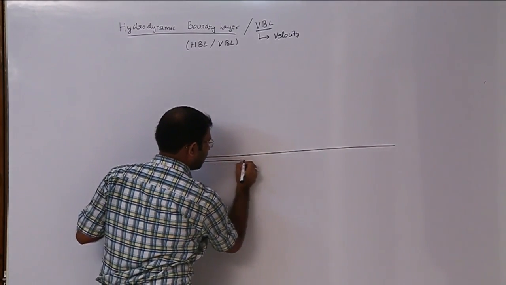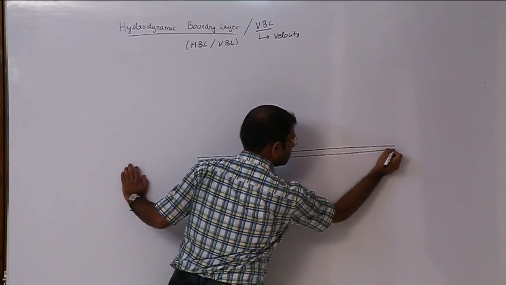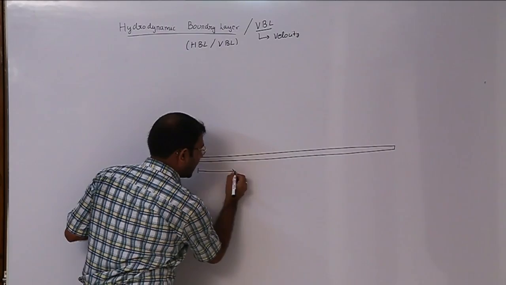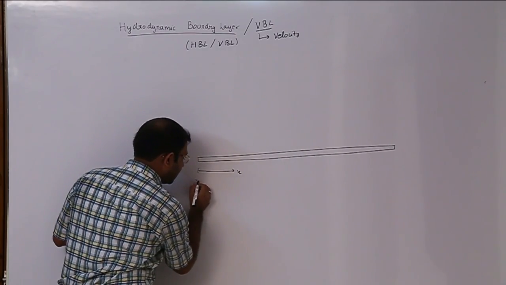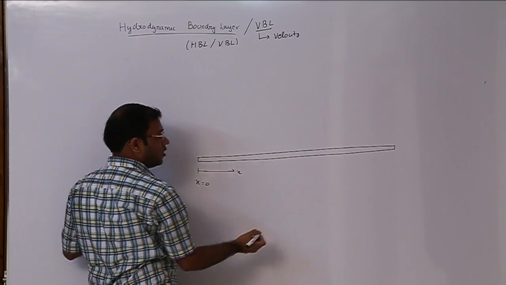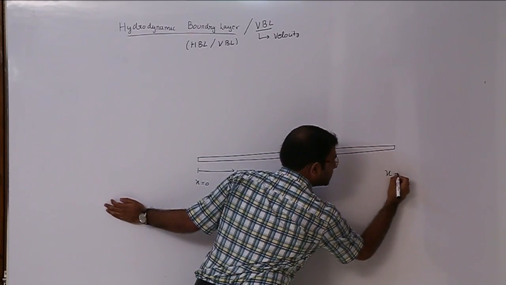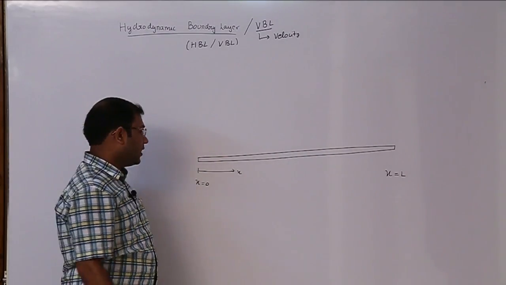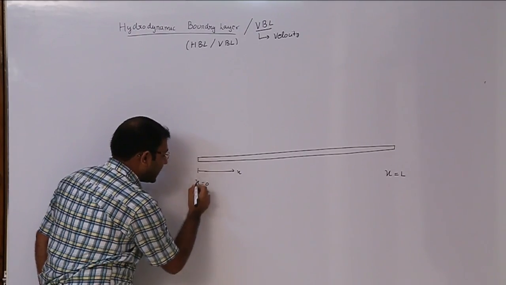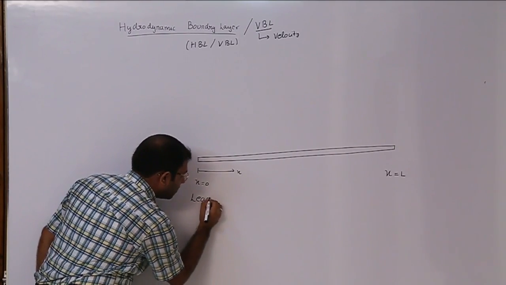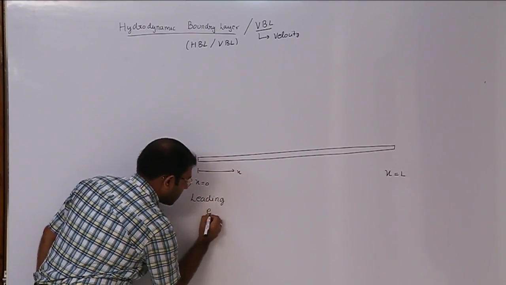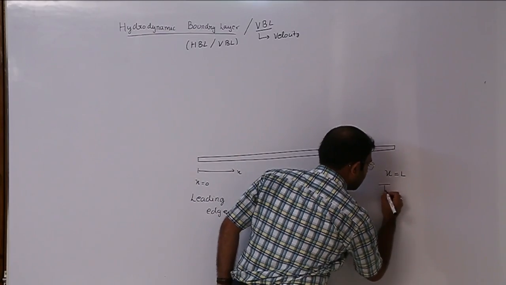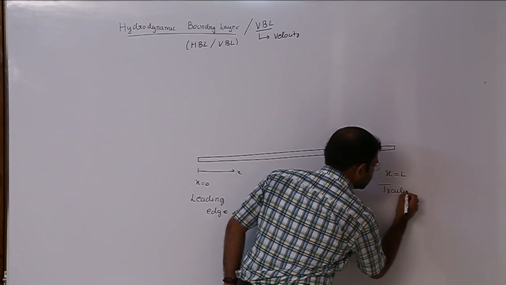Let this be a flat plate. From here we measure direction x. Here we call it x equals 0 and here x equals L, where L is the length of this plate. Now this edge is known as the leading edge and this edge is known as the trailing edge.